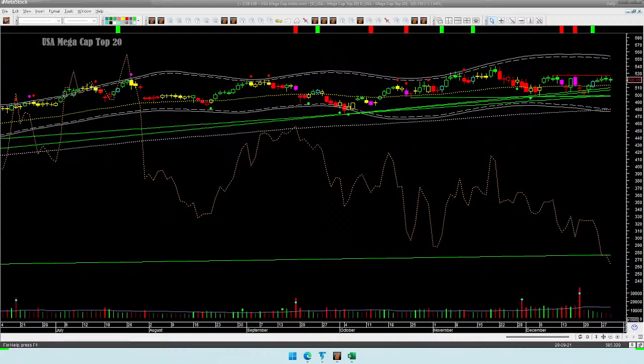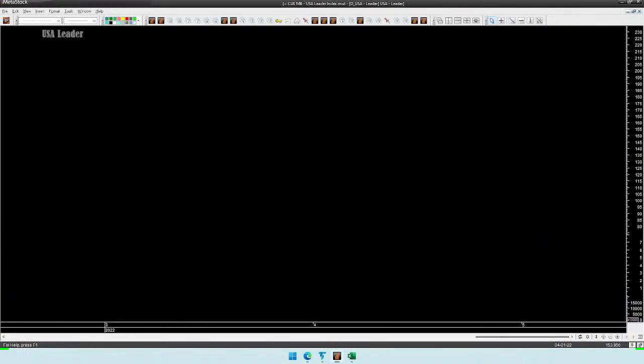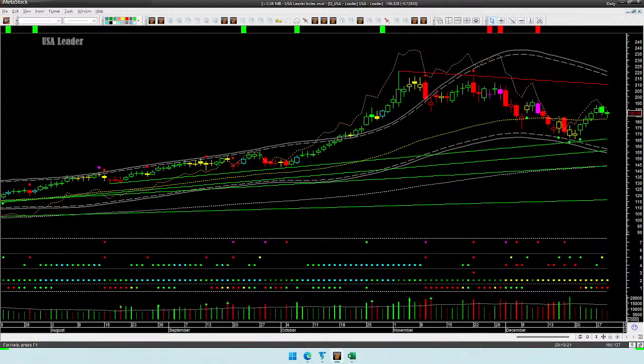And if we look at the leaders index, the custom index created from stocks that used to be the best of the best in this area.